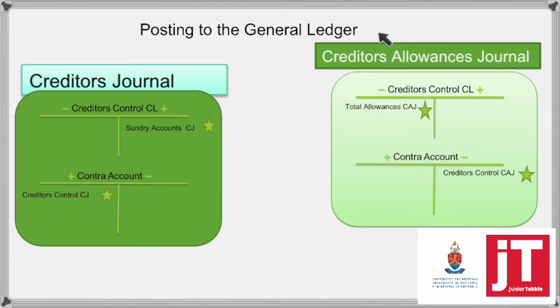And now the new one, the creditors allowance journal, must be the opposite because I'm reversing the creditors journal transaction. So I have to have total allowances, creditors allowance journal, which will reverse some of that purchases that we entered on the credit side for the creditors journal. And then your contra accounts, that creditors control account transaction on the debit here in the creditors journal, part of it is cancelled with the creditors control CAJ on the credit side.